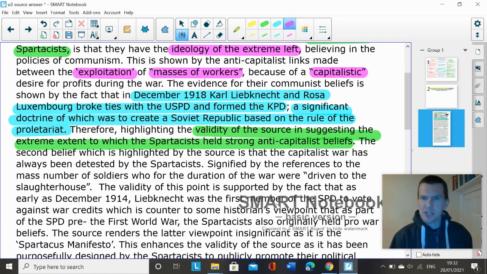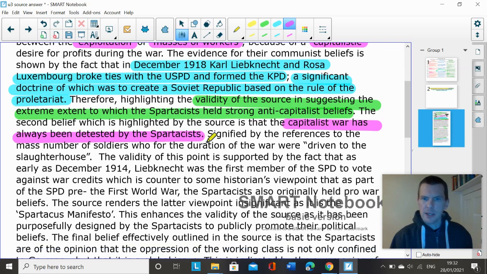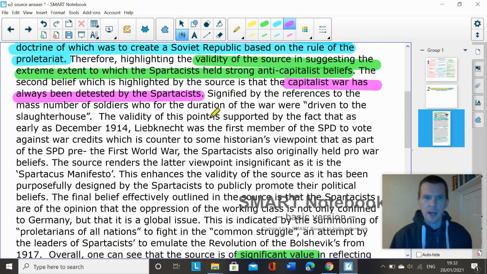Moving on then quickly, we should see the same thing done again. The second belief, which is highlighted by the source, is that the capitalist war has always been detested by the Spartacists, signified by the references. So this is the point they're making. Where's the quote? Signified by the references to the mass number of soldiers who, for the duration of the war, were driven to the slaughterhouse. Slaughterhouse, of course, being quite an emotive phrase to use for soldiers dying in the war, as if they never had a chance. That this is a war that's going nowhere.